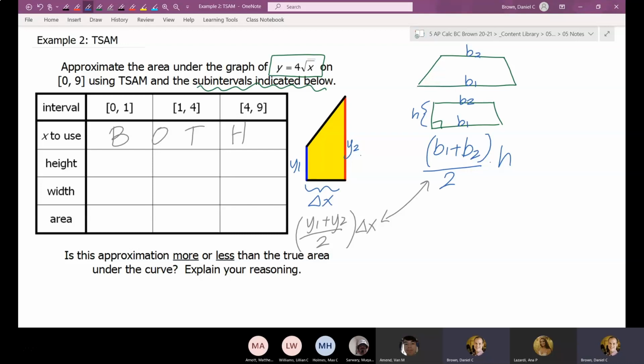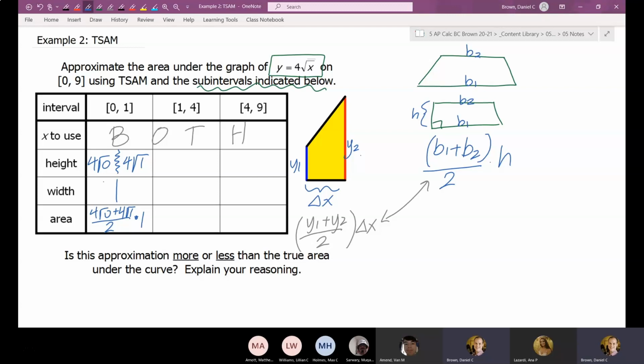So I can find the base 1 and base 2 for each individual trapezoid. For this first trapezoid, it goes from 0 to 1. It has a width of 1. The first y value would be 4 root 0. The second y value is 4 root 1. So what is the area of that first trapezoid? It's 1/2 times y1 plus y2 times the width. And we can kind of repeat that pattern. And as long as our final answer is a sum of areas, then it's fine to leave your answer that way.